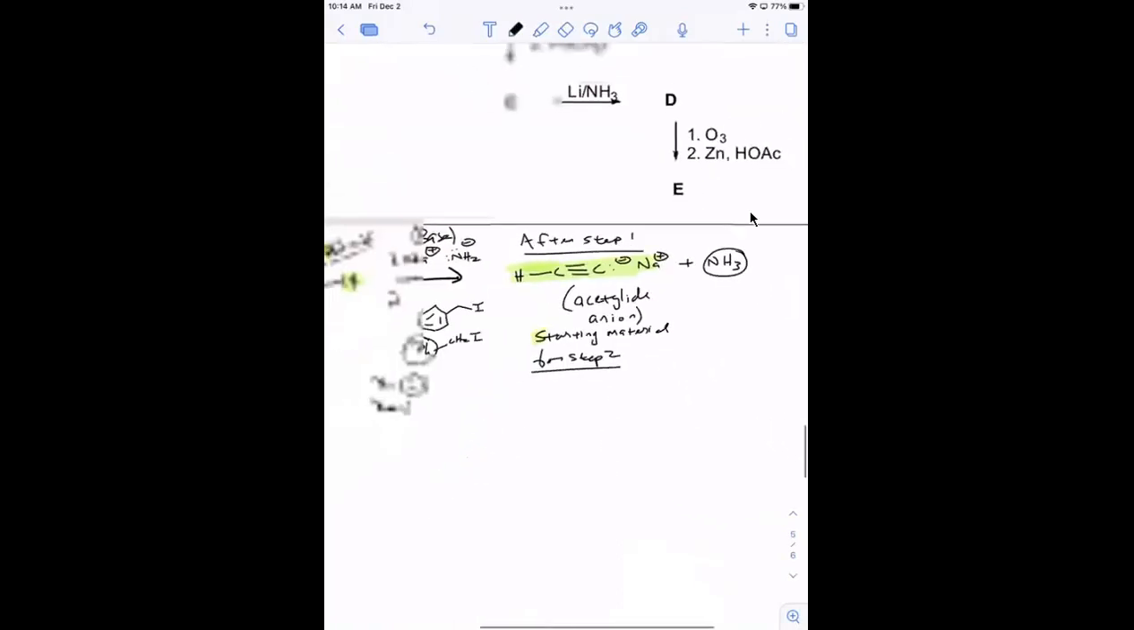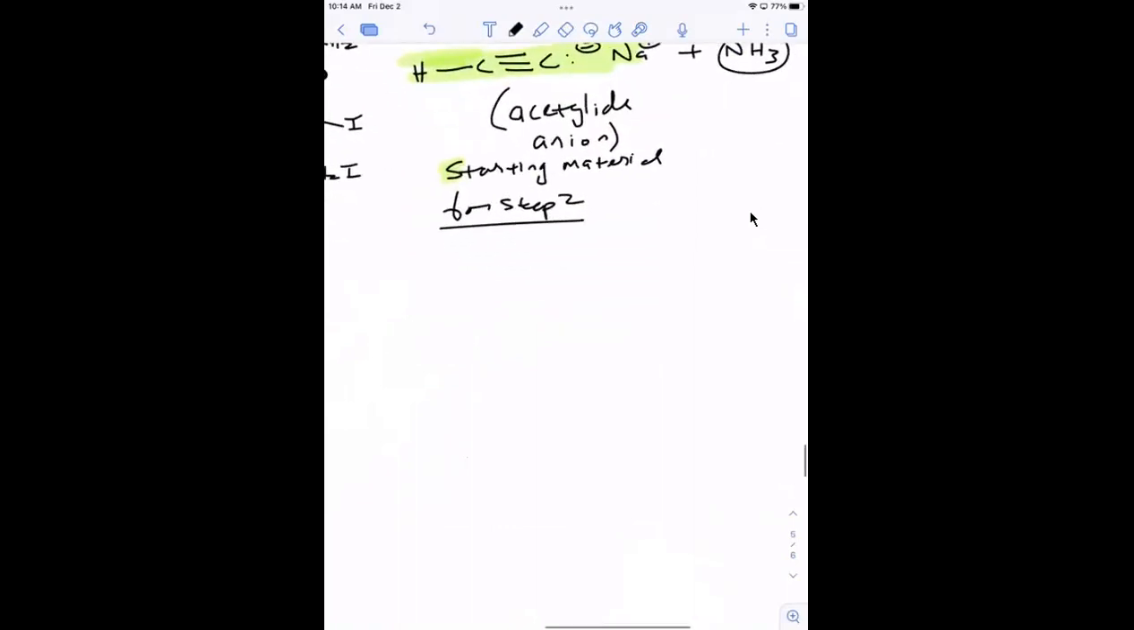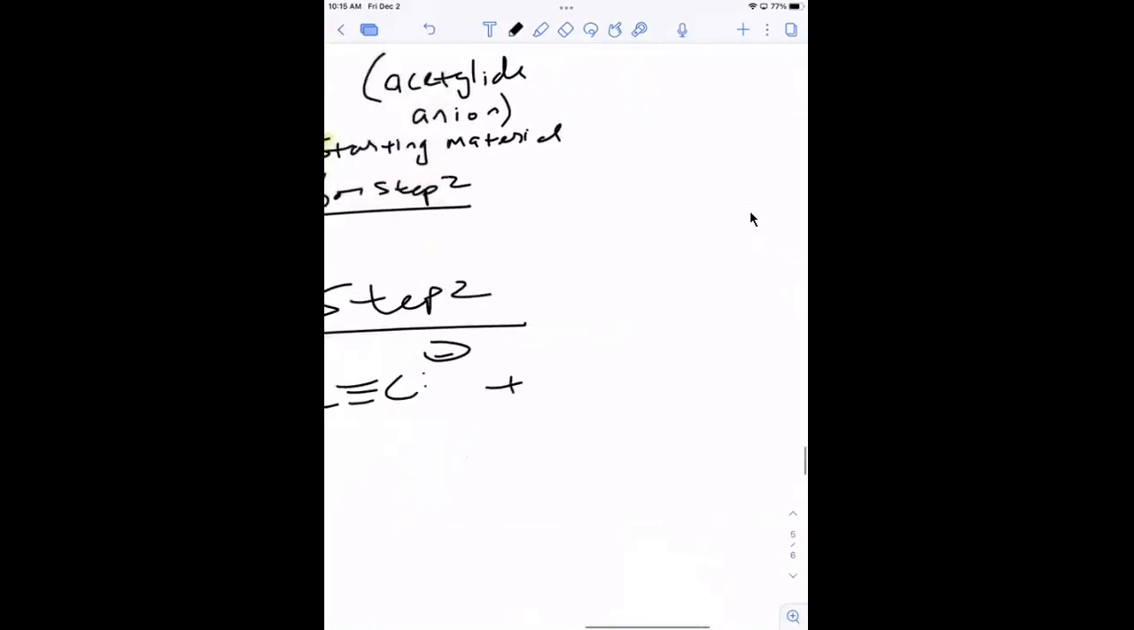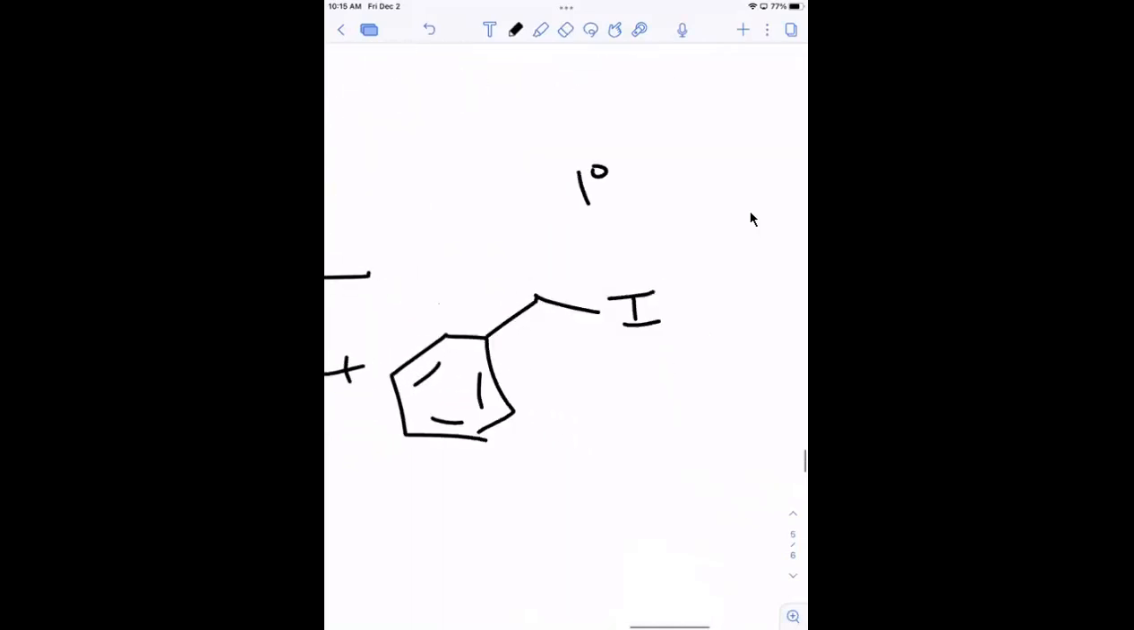So it's not the alkyne that I'm starting with in that second step. For step 2, I'm going to take this, and I'm going to react it with this. And this is a primary carbon.